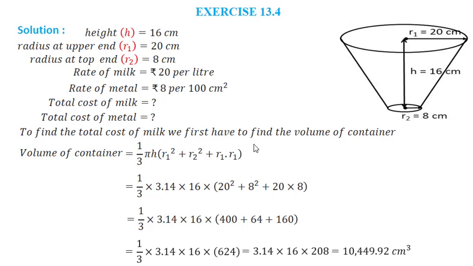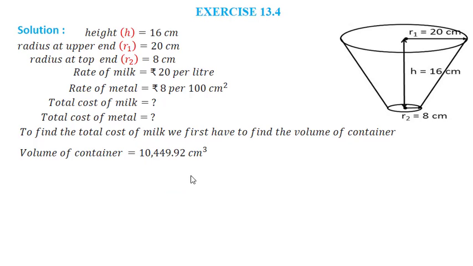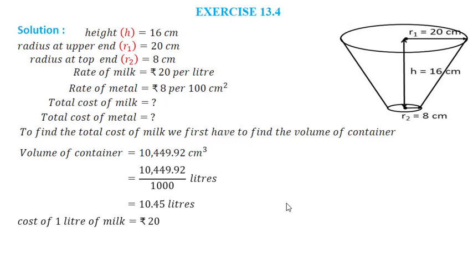Now you can see the rate of milk is rupees 20 per liter. So this volume, which is in centimeter cube, I have to convert into liter. So how can you convert centimeter cube into liter? Simply divide the value by 1000. So after dividing by 1000, we get 10.44992, that is approximately 10.45 liters. So this is volume of milk. Now cost of 1 liter of milk is rupees 20. So therefore cost of 10.45 liter of milk will be 20 into 10.45, that is rupees 209. This is cost of 10.45 liters of milk, or I will say cost of total milk.